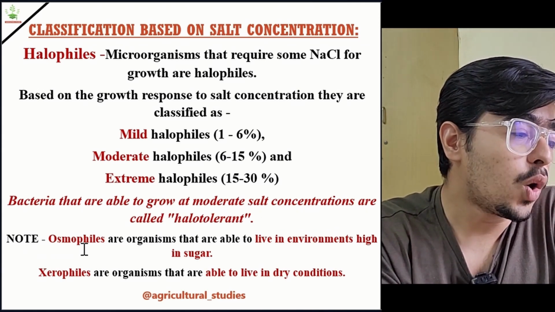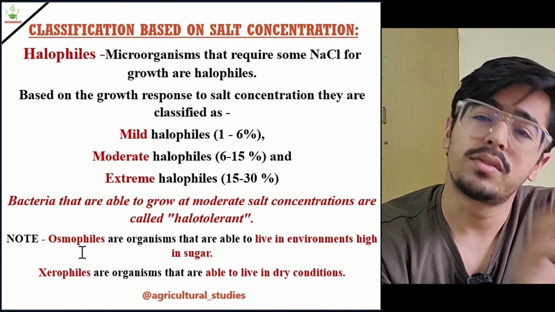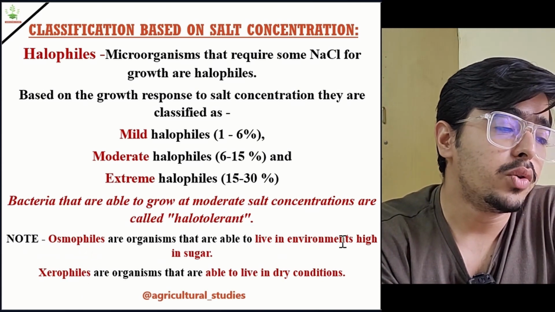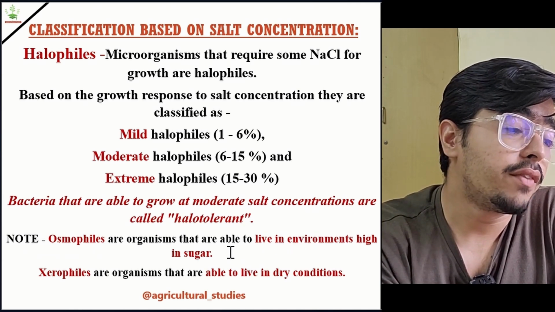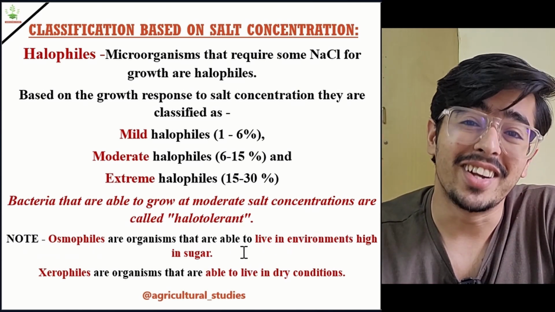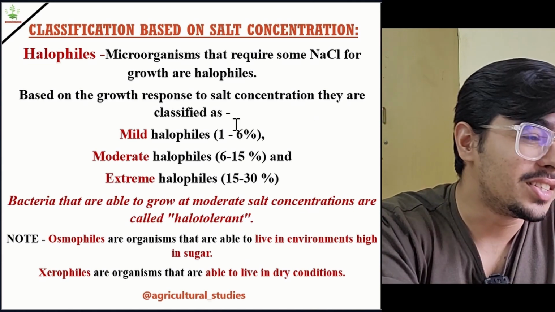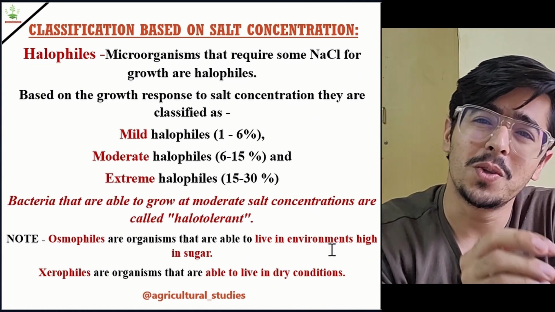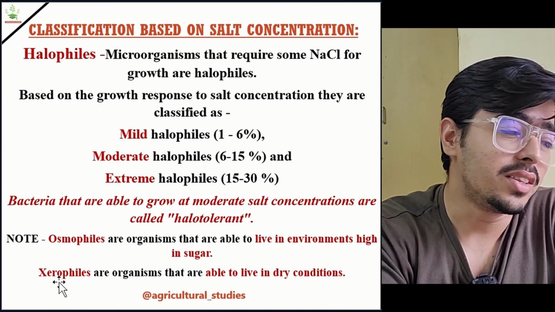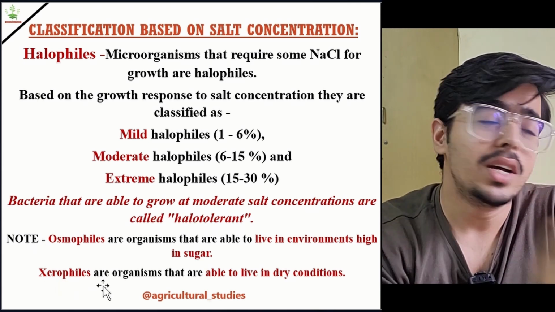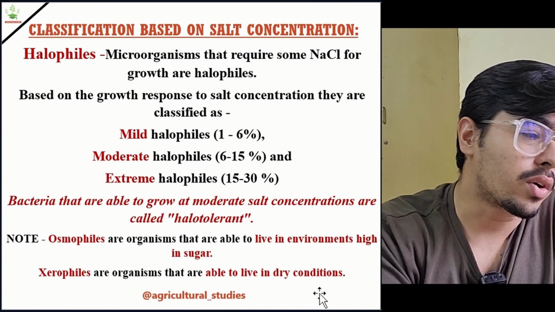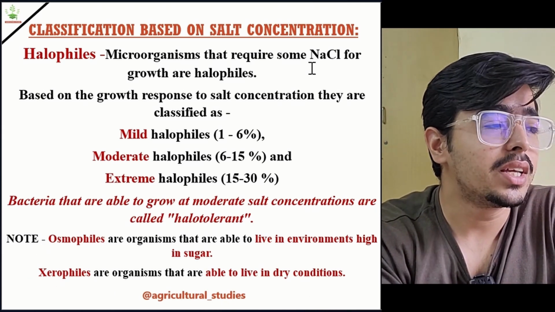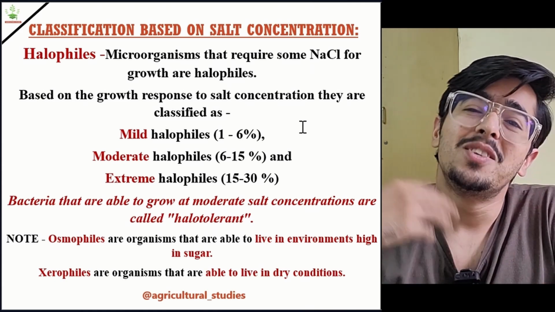Next is osmophils. Osmophils and xerophils can also be asked in any competitive exam. Osmophils are those which are able to live in an environment high in sugar content. Right? Above we discussed salt, so we should know the term related to sugar also, which is osmophils. Then there is the term xero. Xero is related to dry conditions. So this is what we should know about the classification based on the salt concentration.